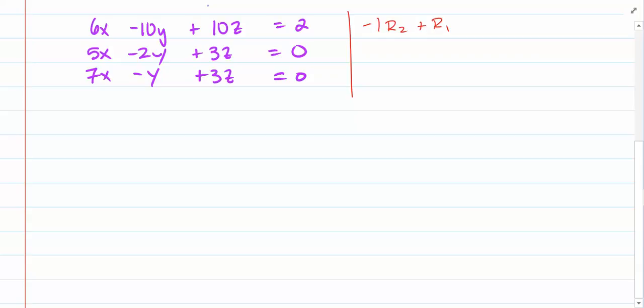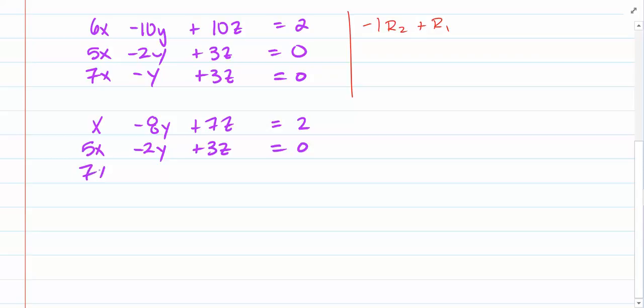So -1 times 5, how much? So -5x, right? -5x plus 6x, how much? Just 1x, very good. Okay, -1 times -2y. Positive 2y. Positive 2y minus 10y? -8y. Good. Okay, -1 times 3z. -3z plus 10z. Positive 7z. Good. Equals on the other side? 2. Very good. And then I would still have a 5x, a -2y, a positive 3z, a 0, a 7x, a -y, a positive 3z, and a 0.